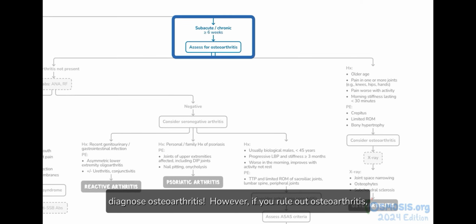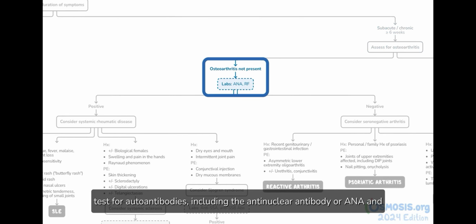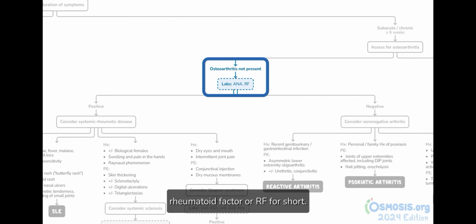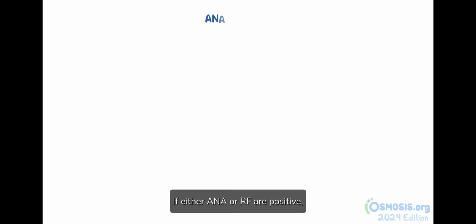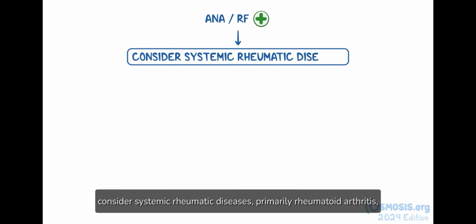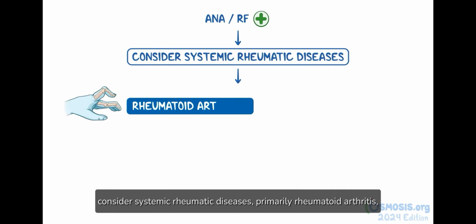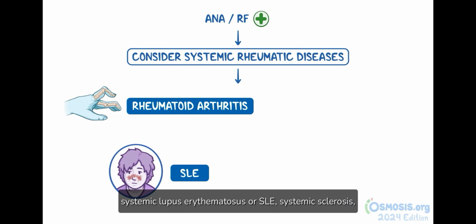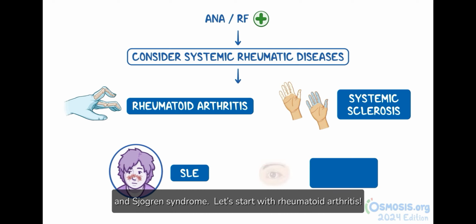However, if you rule out osteoarthritis, test for autoantibodies, including the antinuclear antibody or ANA and rheumatoid factor or RF for short. If either ANA or RF are positive, consider systemic rheumatic diseases, primarily rheumatoid arthritis, systemic lupus erythematosus or SLE, systemic sclerosis, and Sjogren's syndrome.